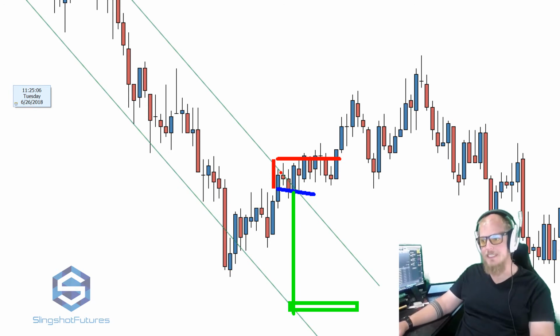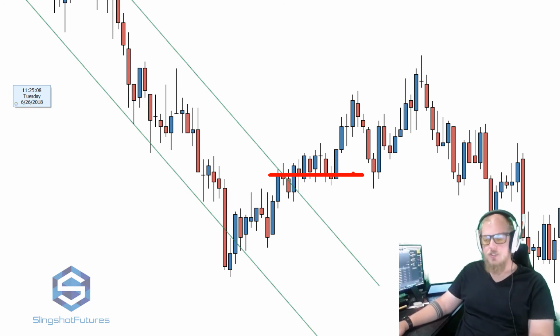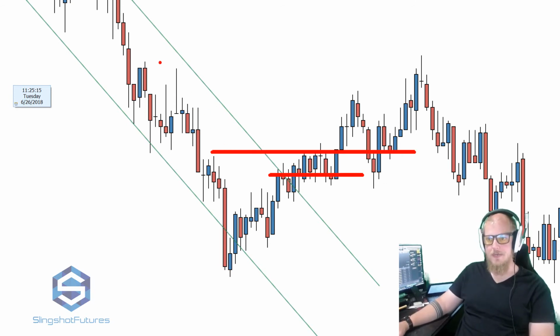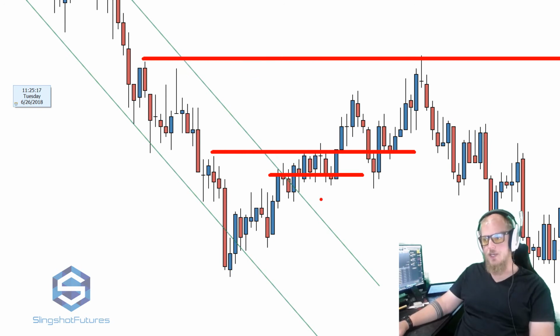right? If you were just to blindly sell this, that means that you're selling here. Where's your stop go? Next swing high, maybe, right? It could be, a minor swing high would be right here, but really the big swing high and area of interest is right there. Your risk-reward is terrible when you're doing it that way. So again, waiting for a little bit of extra confirmation.